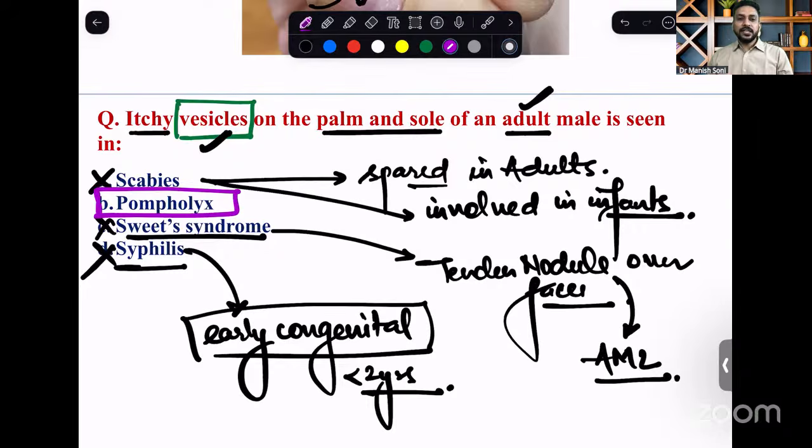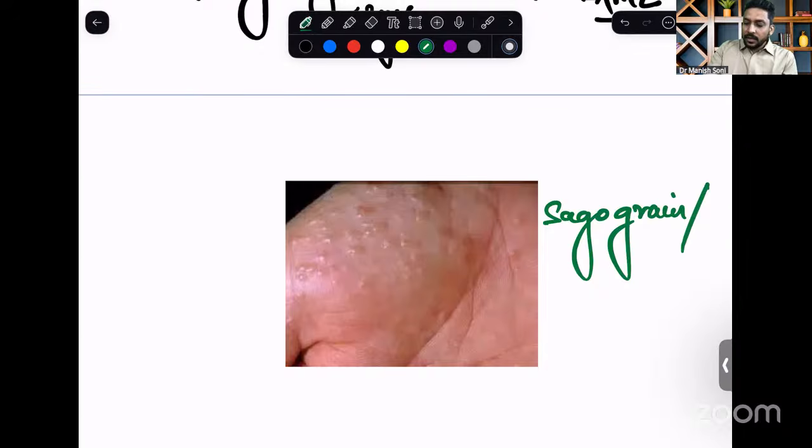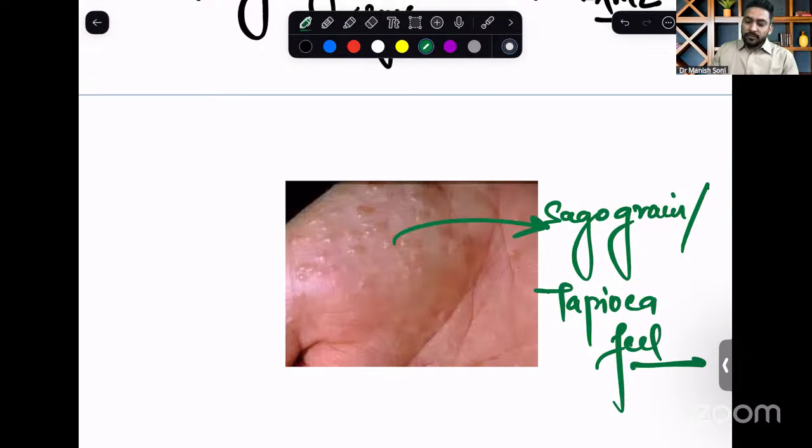And Pompholex is the only condition which can be itchy, which can present with fluid-filled lesions, usually present over palm and sole, and it is a type of hand and feet eczema, where these fluid-filled lesions start developing over palm and sole of the patient, something like this. And these fluid-filled lesions are slightly deep, so they are generally not better seen, but they are better felt. So when you palpate them, they give a characteristic sago grain like feel. So sago grain or tapioca feel is seen in Pompholex. So if you palpate this palm of the patient, you will feel as if there are sago grains, sabudane jaisi feel aati hai.